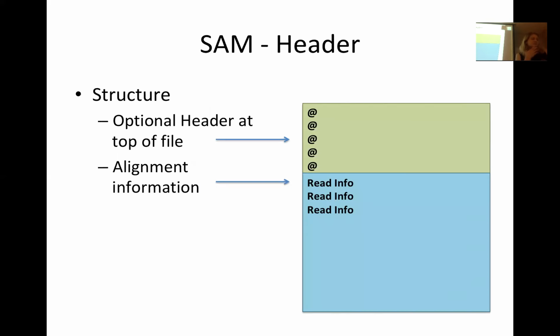So here's the basic structure. The header at the top of the file, all of the lines are going to begin with an @ symbol. And that's how you know you're in this header metadata area of the file. Below that, each and every read gets its own single line. And you'll know that it's a read because it won't start with an @ symbol.